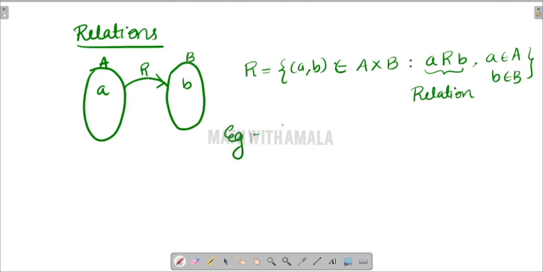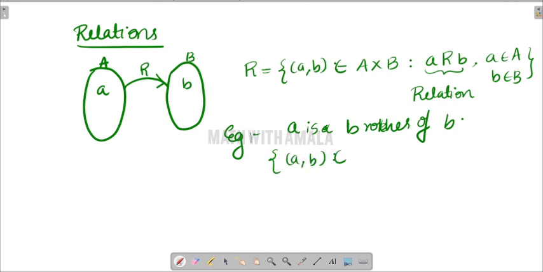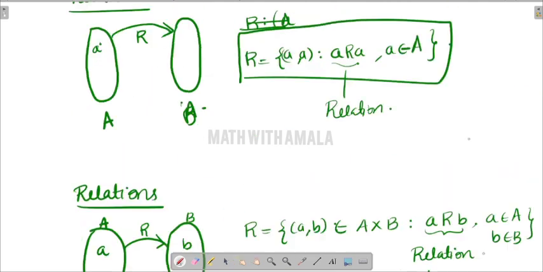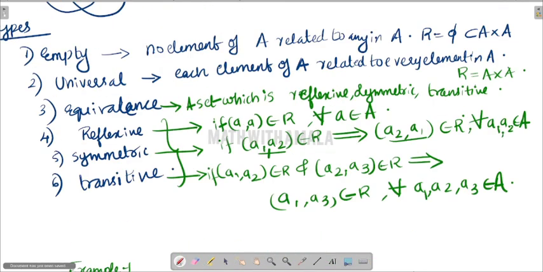Let us take an example. What is a relation? We can find relations in our family itself. So let's take a is a brother of b, or a is a sister of b, or a is mother of b. Like that we can make different relations inside our family. Likewise, let's create a relation: the set of all (a, b) belonging to A cross B such that a is brother of b. From this example, you can see that we have taken an element from A and an element from B and they are connected.